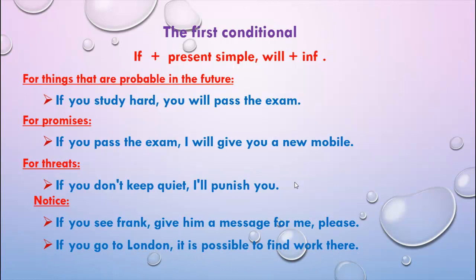Another form of the first conditional, look at this example. If you go to London, it is possible to find work there. The other part of the sentence contains it is plus adjective plus to plus infinitive. That's all about the first conditional.